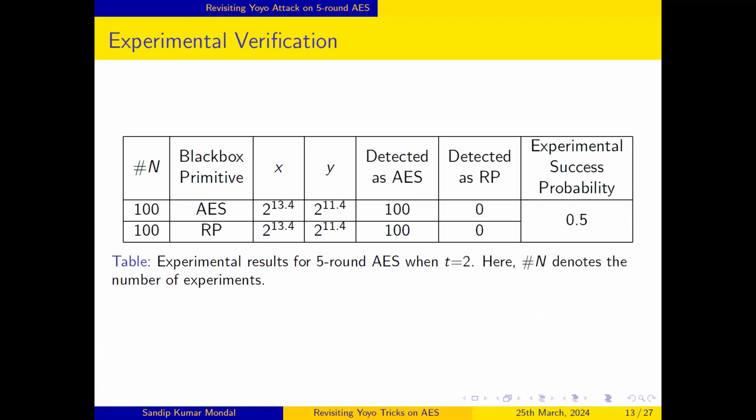In the experiment, we see that when the black box primitive is AES, and we choose X equal to 2 to the power 13.4, which is the expected number for a right pair to be present, and Y equal to 2 to the power 11.4, which is the expected number for a wrong pair to be eliminated, then the output is detected as AES 100 times. But when the black box primitive is a random permutation, the output is also AES, so the algorithm doesn't find the random permutation.